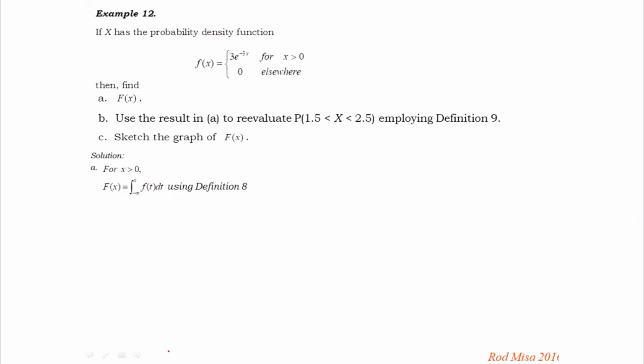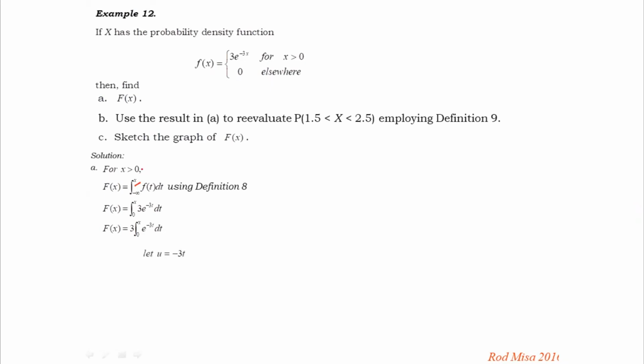So definition 8 states that the cumulative distribution function big F of x is equal to the integral of our PDF, small f of t dt, from negative infinity to x. Now take note that we are using t here because x is being used as the upper limit in the definition. So big F of x is equal to the integral of 3 times e to the power negative 3t dt. We can factor out 3 outside the integral symbol, so we have 3 times the integral of e to the power negative 3t dt from 0 to x.